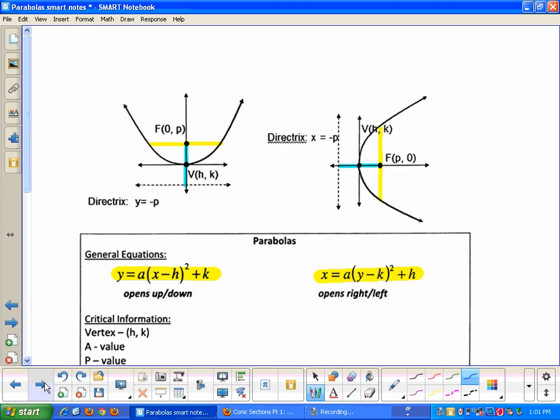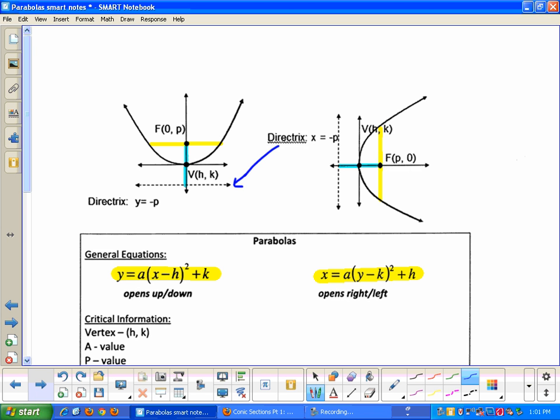So if I go over here, just to look at these pictures, the first one is a parabola that is opening upward. So this would have a positive a value. If it would open down, it would be a negative a value. And this line right here that's dotted is the directrix.